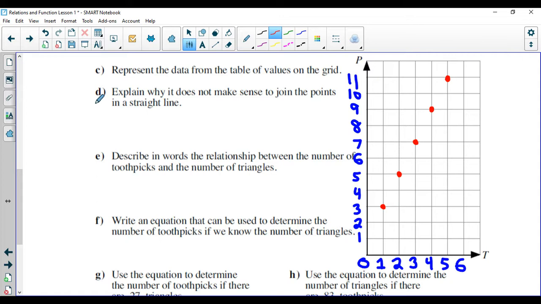Okay, it says explain why it does not make sense to join the points in a straight line. So the idea right here is if you look at the different points, they form what we call a linear relation, just because I could potentially put a straight line through these points. But it actually doesn't make a whole lot of sense if you do this. So I'm just going to draw a dashed line that goes through here just to show that we're not actually going to put a solid straight line through it. So if I did a dashed line that went through, it would look something like this right here.